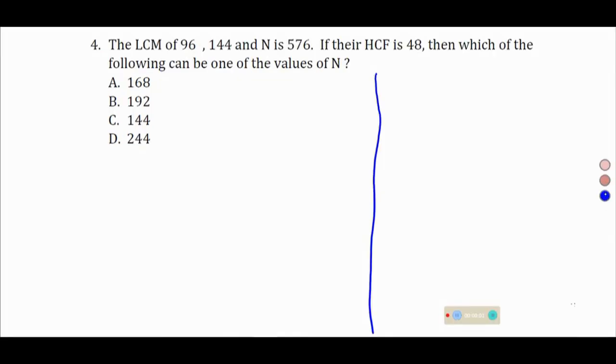Lastly, we look at question number 4. The LCM of 96, 144, and N is 576, whereas their highest common factor is 48. Then which of the following can be one of the values of N? What are we given? We have LCM of 96, 144, and N as 576. We have the highest common factor as 48.